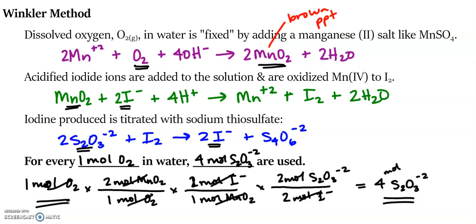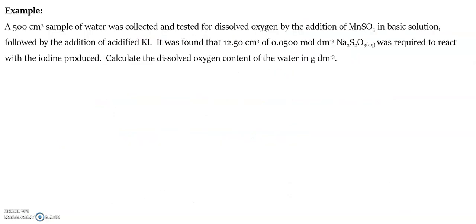Okay, so here's where this applies. Let's say they collected 500 centimeters cubed of water, and they want to test it for oxygen. So they add that MnSO4 and they go through the whole process. All right, so then it was found that there was 12.5 centimeters cubed of this concentration, 0.0500 moles per decimeter cubed of our thiosulfate ion. All right, so find the amount of dissolved oxygen in grams per decimeter cubed.